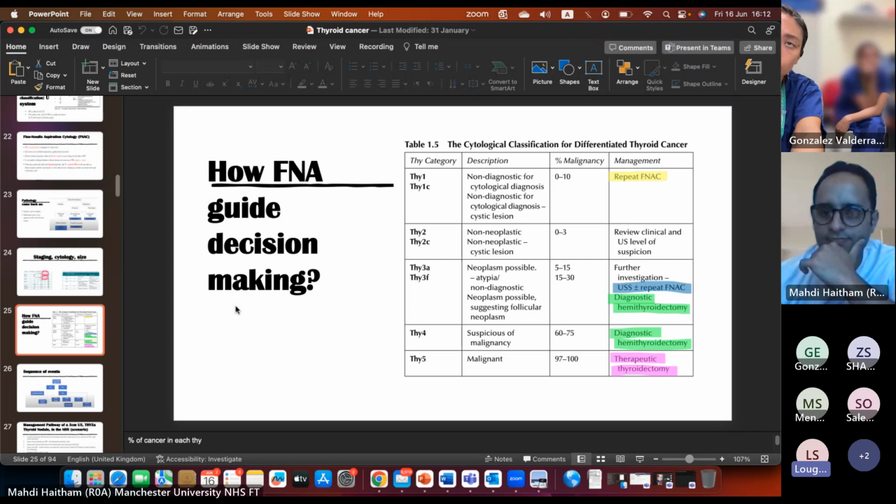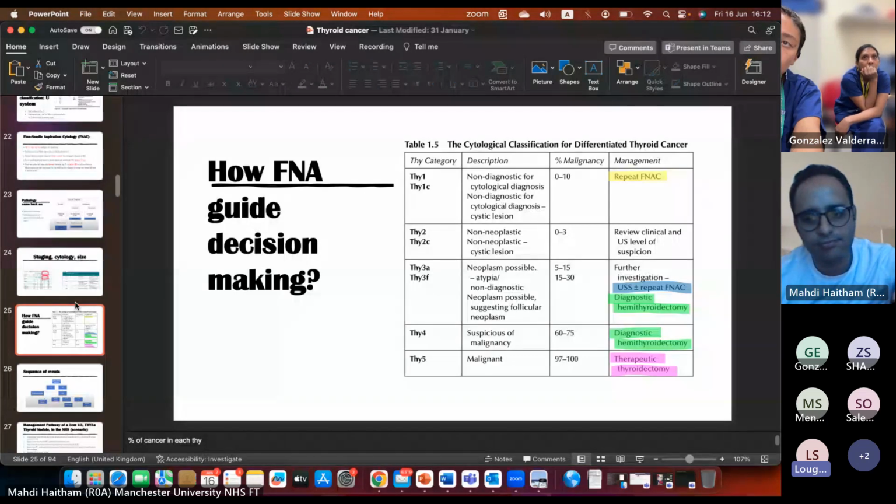Thy4 is obviously suspicious of malignancy, and we've got rates between 60 and 75% for malignancy on Thy4s. In our series, our cytologist looked at it, and it was below 60%, and I think that's because there has been a downgrading of a lot of the things that were called follicular variant papillary carcinomas, and now a number of them are called NIFT-Ps.